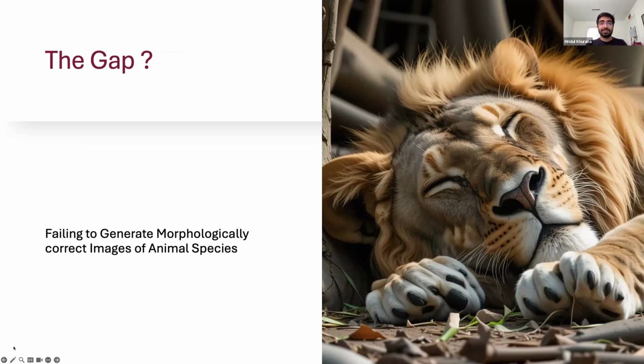We just saw this image in the previous slide, where it's just an image. It looks like a high quality image of a lion sleeping. But if you look closely at the paws or the feet of the lion, it seems like it has six claws, the black nails which you see, instead of five, which is morphologically not correct. It should have had five claws. And this is one of the state-of-the-art models which we recently have.